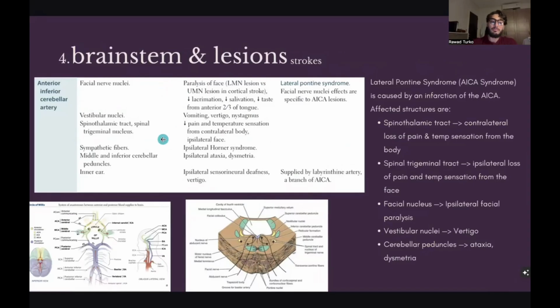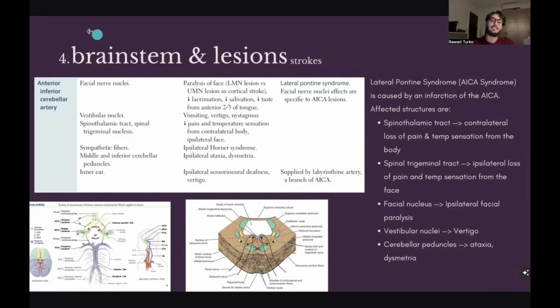Okay. Now we move a little bit laterally, and we're going to talk about AICA syndrome, which is lateral pontine syndrome. It's the same thing. We know what's involved. We know what structures we have in the lateral side of the pons. Again, the vestibular nuclei, spinothalamic, spinal trigeminal, sympathetic, and the inner ear. So all of these so far, we know that this is similar to what you would see in the lateral medullary syndrome or the Wallenberg syndrome.